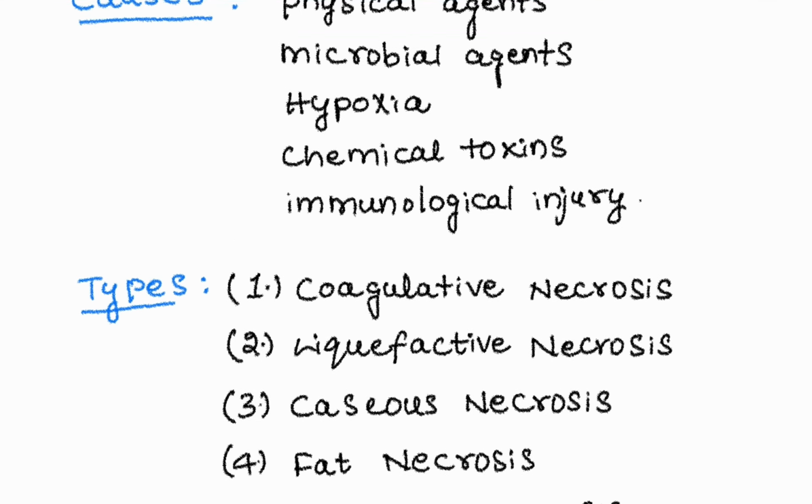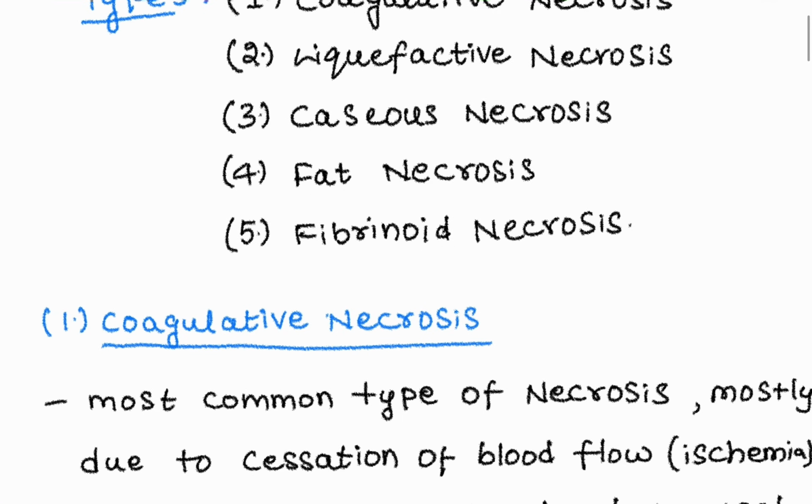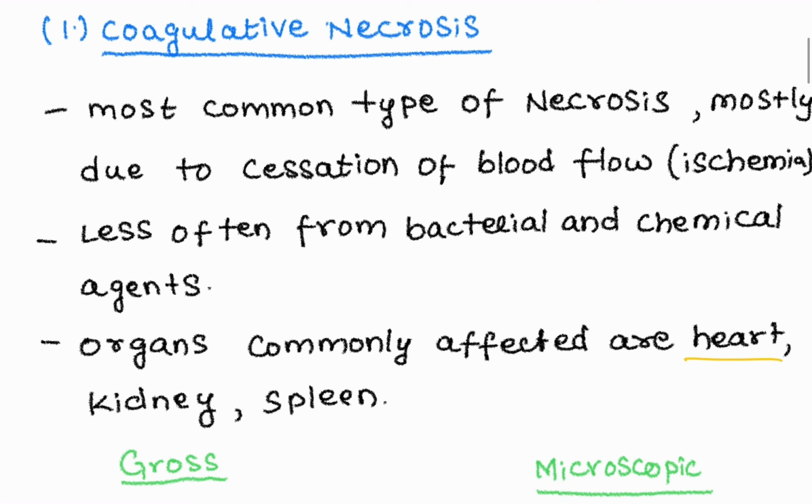Okay, let's come to causes. What are the causes of necrosis? It may be physical agents, microbial changes, hypoxia, chemical toxins, immunological injuries. And coming to types of necrosis, there are five types: coagulative necrosis, liquefactive necrosis, caseous necrosis, fat necrosis, and fibrinoid necrosis. Each type of necrosis should be discussed under two subheadings: gross changes and microscopic changes.